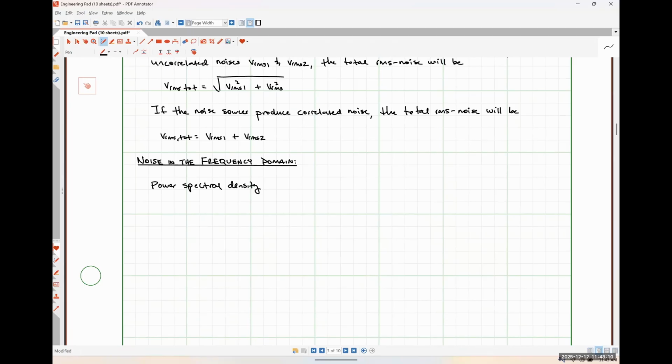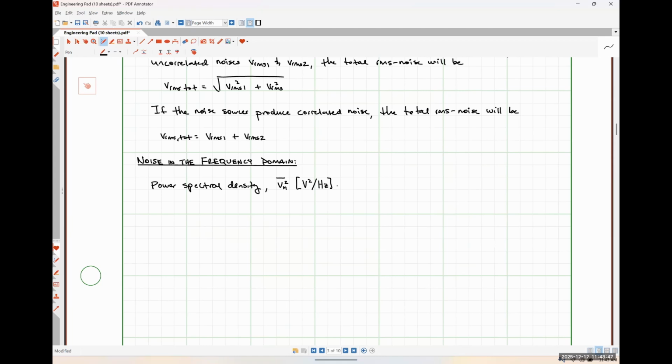So this is going to have a symbol of Vn squared with a bar over it. Again, for those of you that are EE inclined, we're using bars over numbers to represent complex numbers because we're in the frequency domain, just like we've done in all of our other classes. And this power spectral density will have units of volts squared per hertz. Okay.